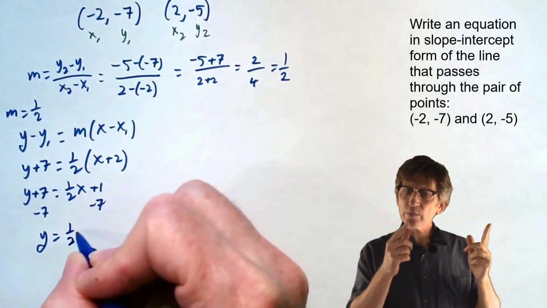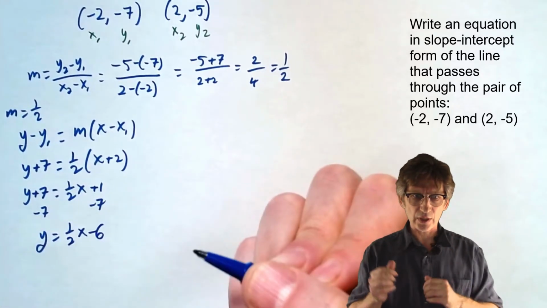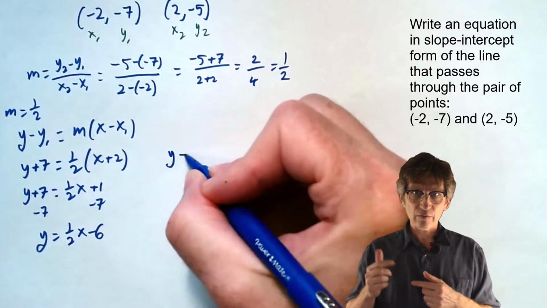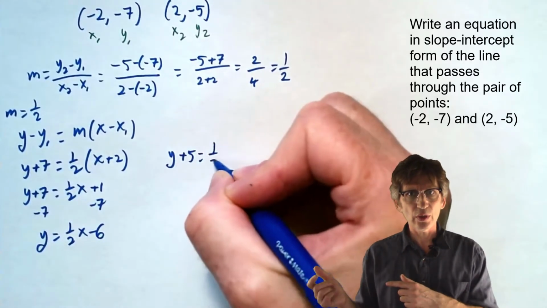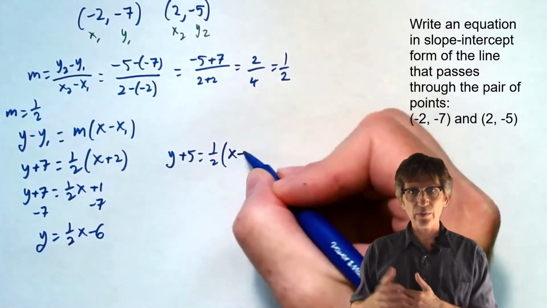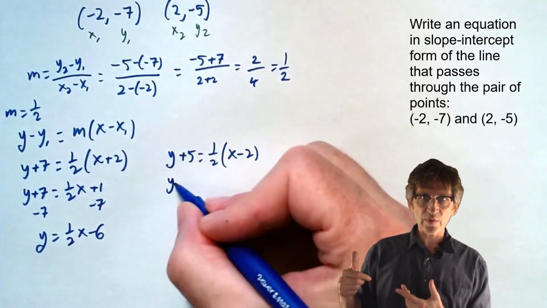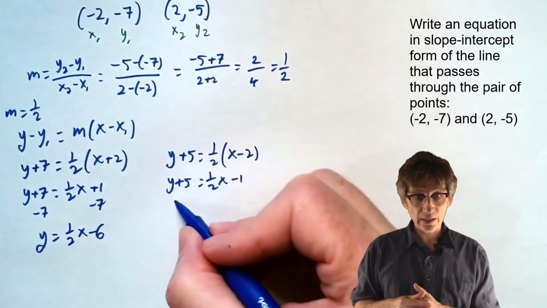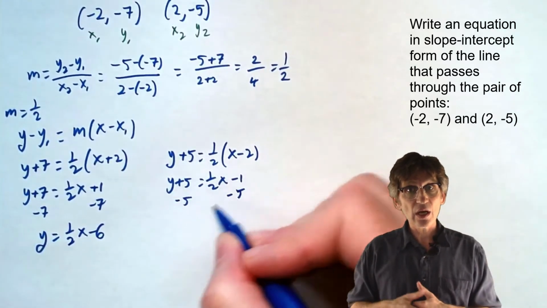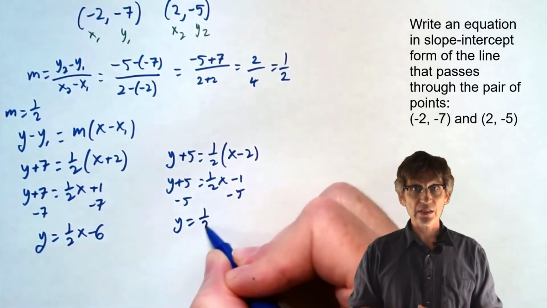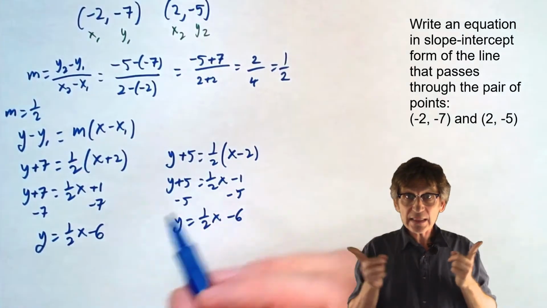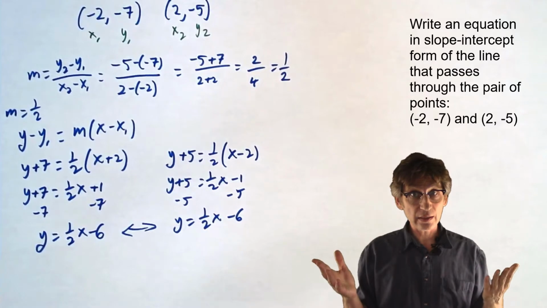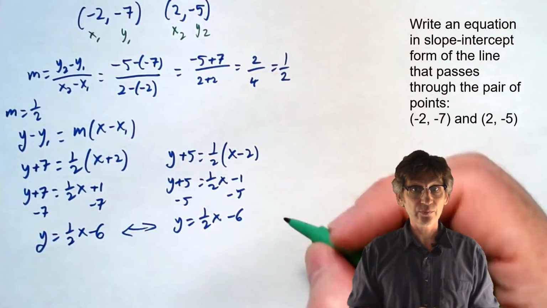Let's see, we had 2 ordered pairs. Let's try the other one, see if it works also. So we do y plus 5 equals 1/2 times x minus 2, using the x and y values from that other ordered pair. Same process. y plus 5 equals 1/2 x minus 1, using the distributive property. Subtract 5 from both sides. y equals 1/2 x minus 6. Look, I get the same equation using either ordered pair. I should. It's the same line. Both those points are on that same line.